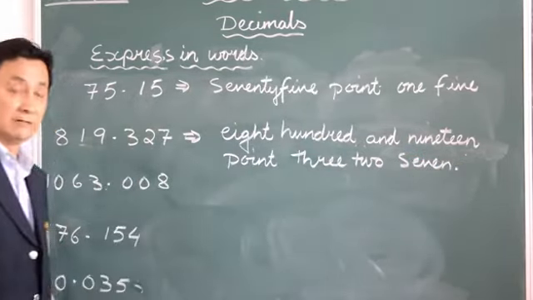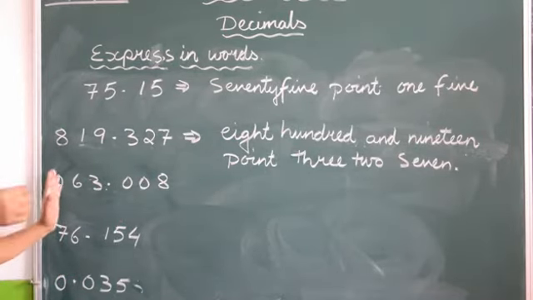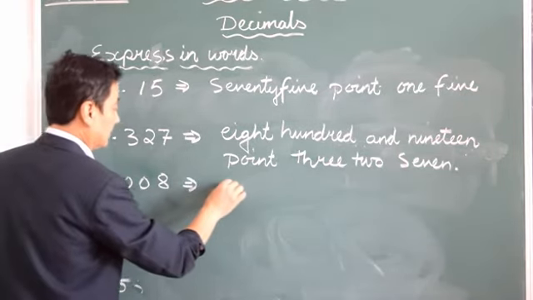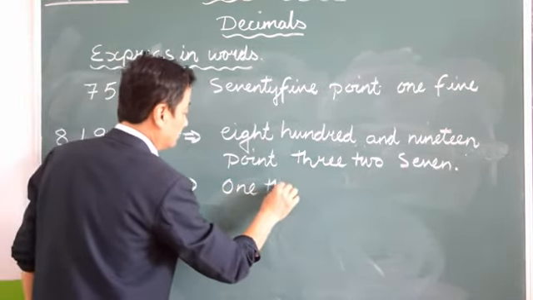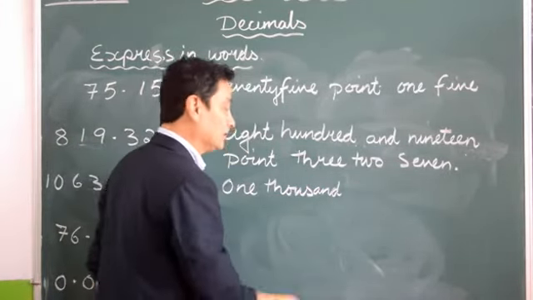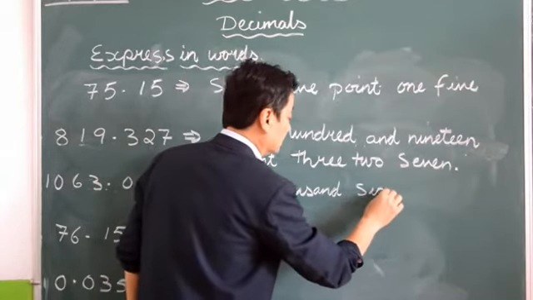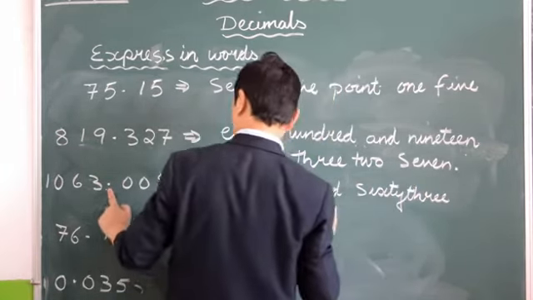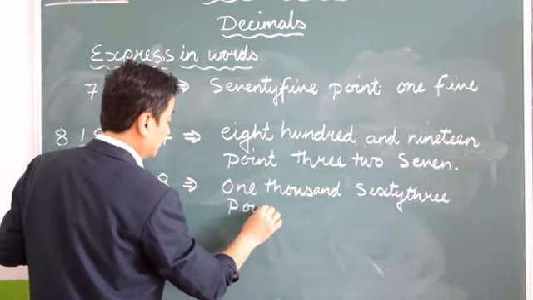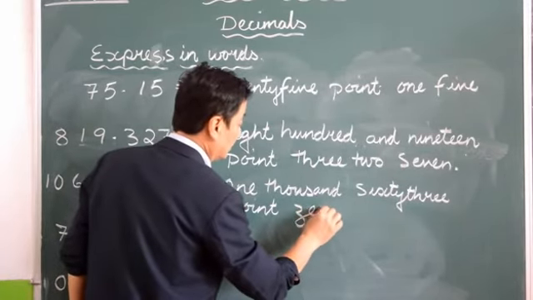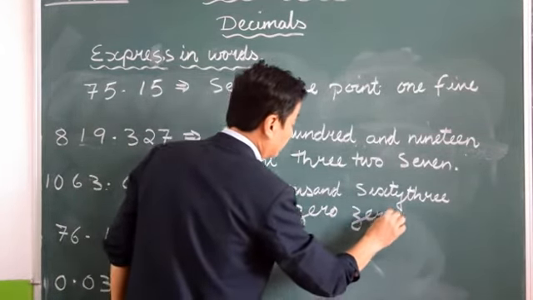It is very easy. Remember, before the point, write in words as you did before. How much is here? 1063. 1000. You can write 'and 63' or just 63. 1063 point. Very good. 0, 0, 8.